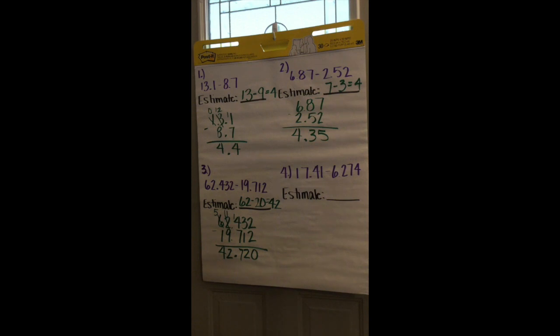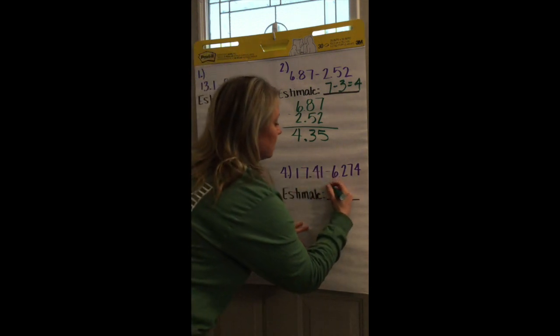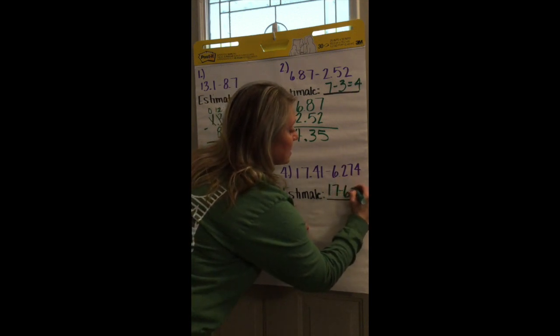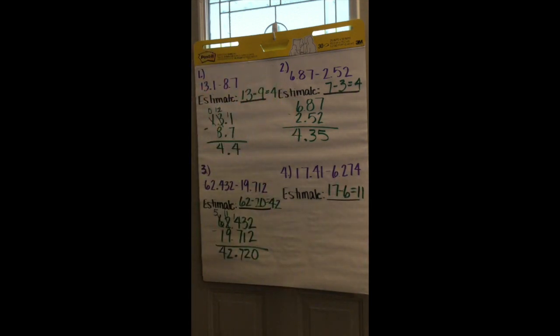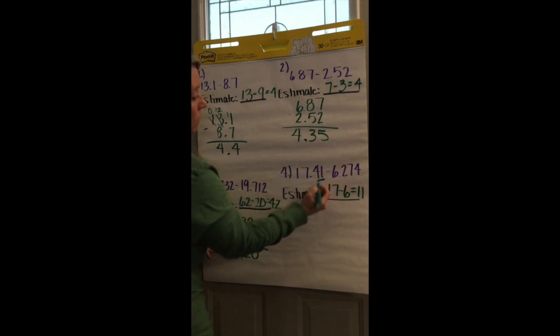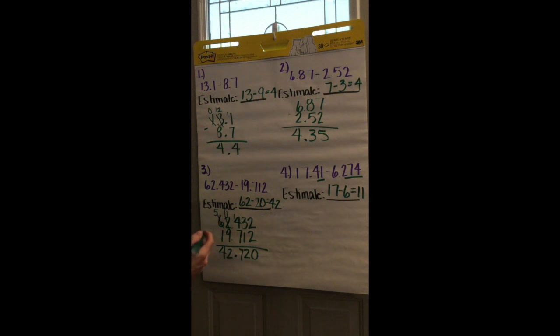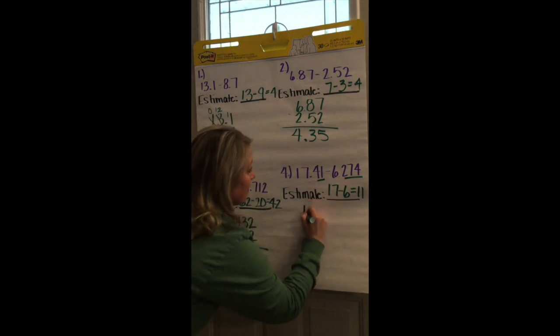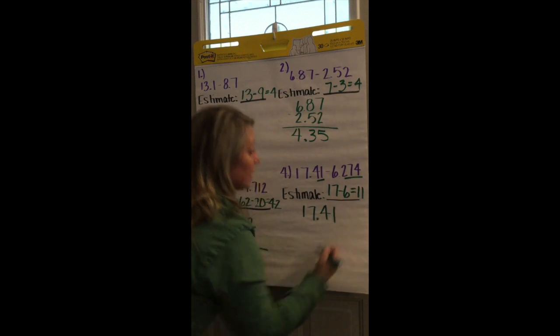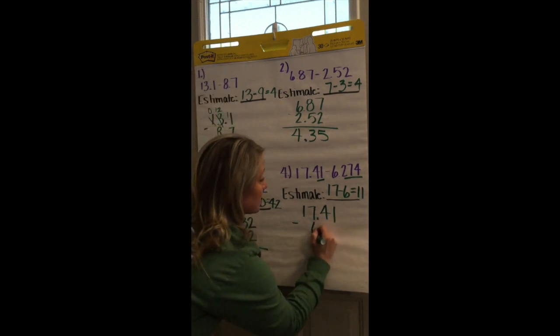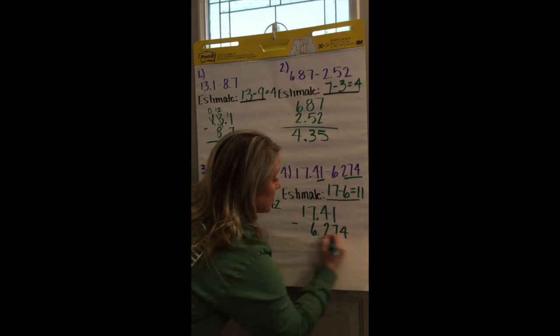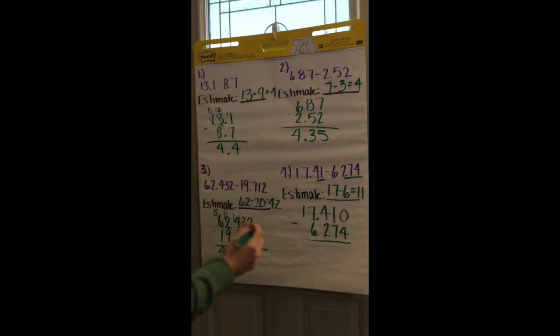And for my last one on this page, 17 and 41/100 minus 6 and 274 thousandths, I'm going to have an estimate of 17 minus 6 is 11. And then this one's a little bit trickier to line up because this one goes to the hundredths place and this one goes all the way out to the thousandths place. So I have 17 and 41/100 minus 6 and 274 thousandths. I need to put that placeholder 0 here.